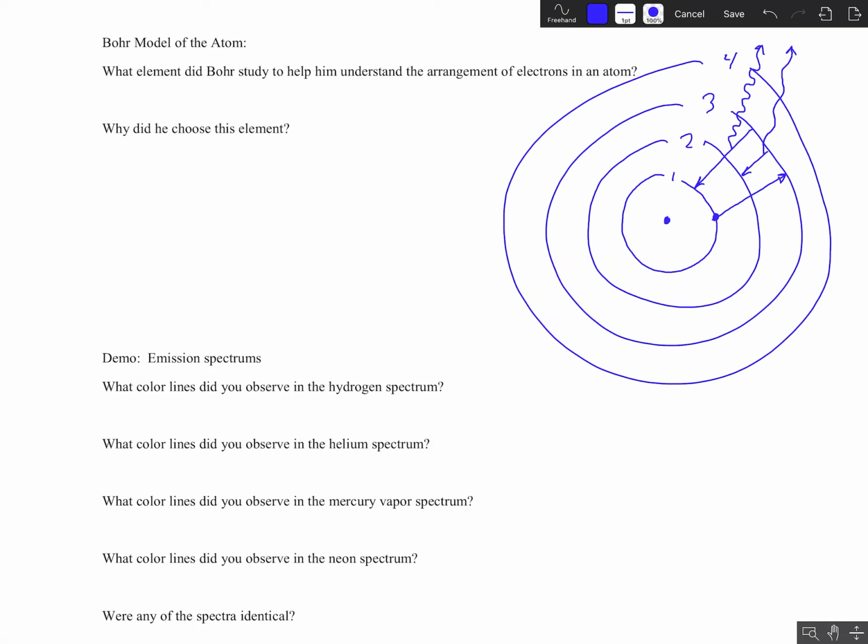Now, I asked you to watch some demonstration videos on the emission spectrums of hydrogen, mercury vapor, and neon. And we're also going to throw helium in there, although we didn't see that particular demonstration. So we're going to view an image of these emission spectrums. And as we do that, would you write down the colors of the lines that you observe for each of these? Because remember, different colors are different energies. So we could calculate the energy level difference based upon the color of the light. So let's go to that picture now.